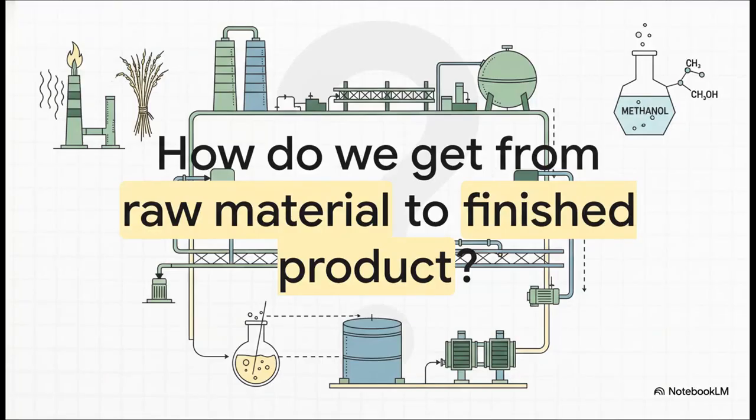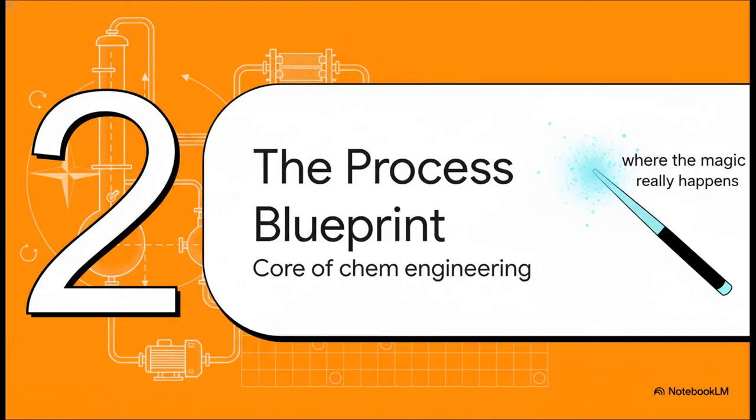So that's got to make you wonder, right? How do we actually get from a raw material, like, say, natural gas, to a finished product like methanol? What's the secret sauce that takes a reaction that works in a tiny little lab beaker and scales it up to a massive functioning chemical plant? Well, the answer lies in the discipline that is right at the very heart of chemical engineering: process design.